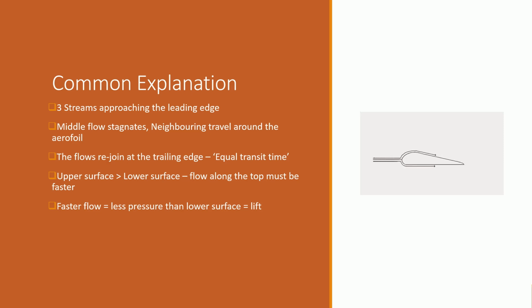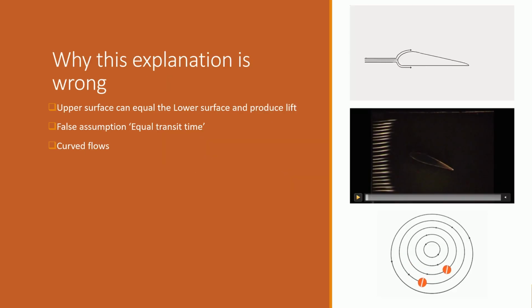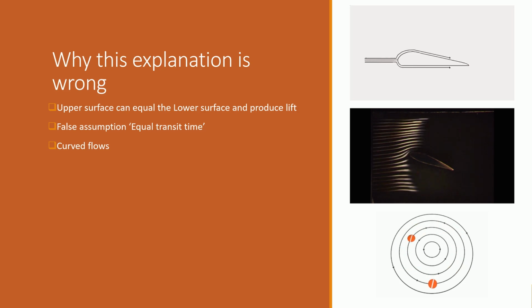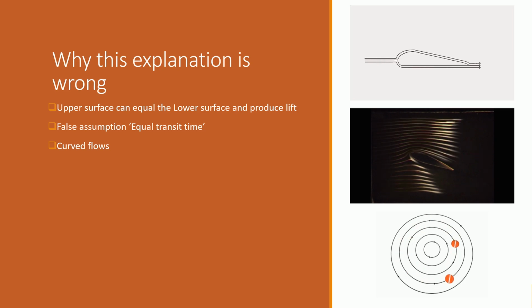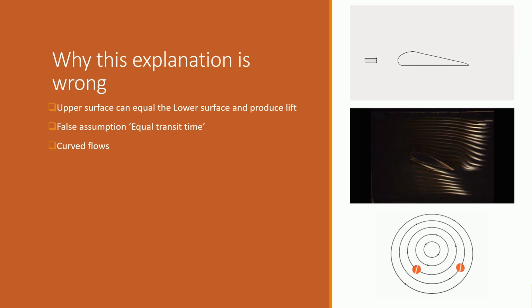This then creates a net pressure force acting upwards, and an example given is air blown over the top of a piece of paper, causing it to rise. This explanation is true in some aspects, but is mainly incorrect. It relies on equal transit time, makes no mention of the curvature, and directly compares the two flows, whereas Bernoulli's only describes the change along one streamline.